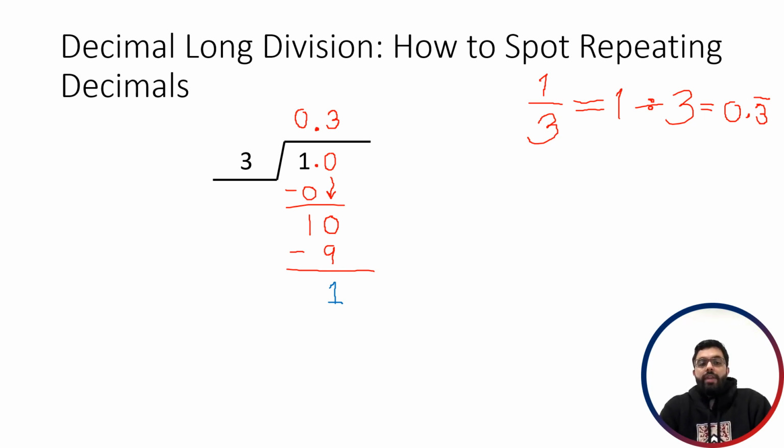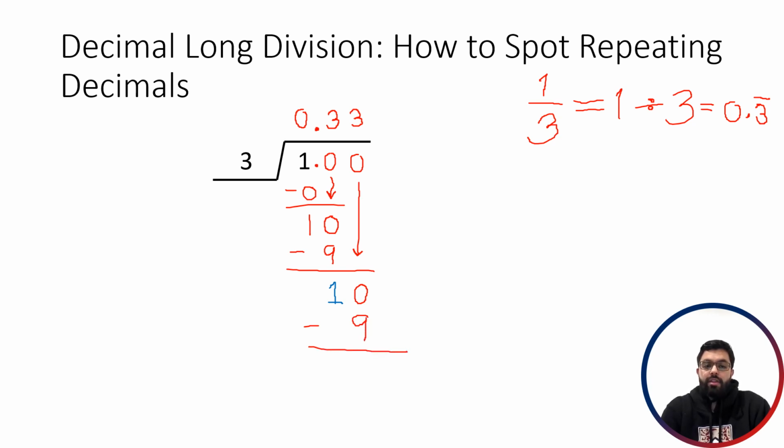Now we have the same problem of 3 going into 1 and it doesn't, so we invent another 0 right here. We're going to pull that 0 down and we're going to put it right here. And we ask, how many times does 3 go into 10? And the answer is 3 times. So we put a 3 right here. 3 times 3 is 9, so we subtract 9.